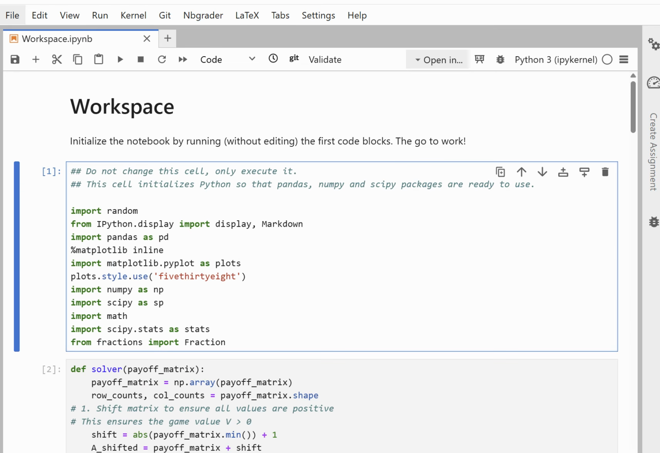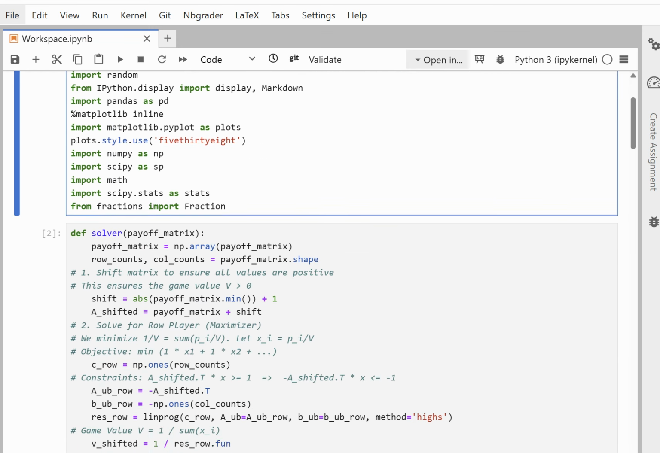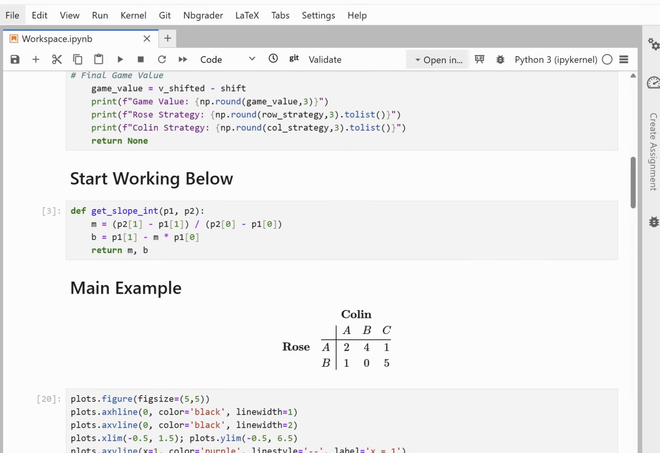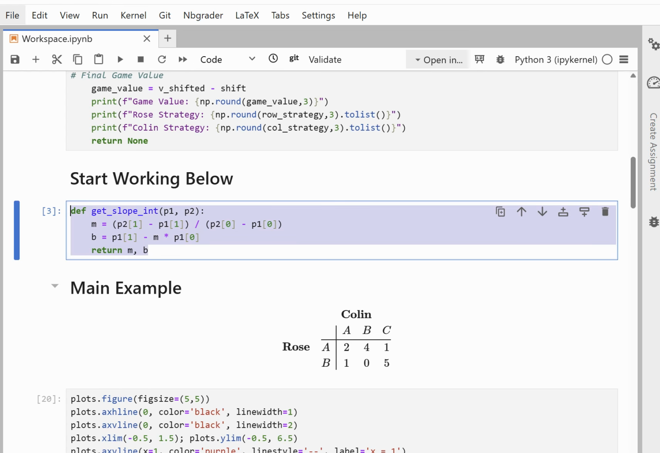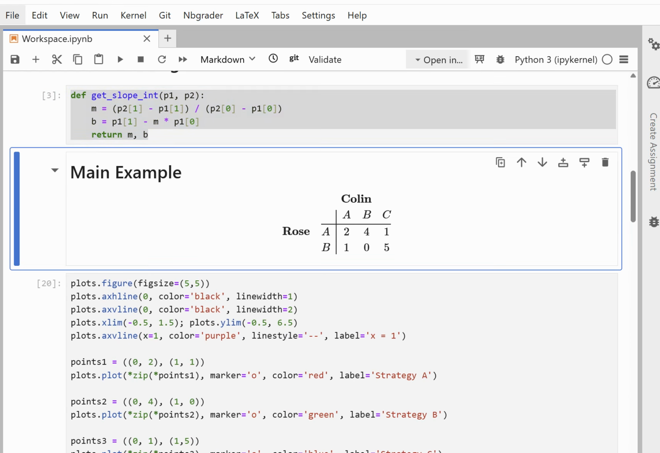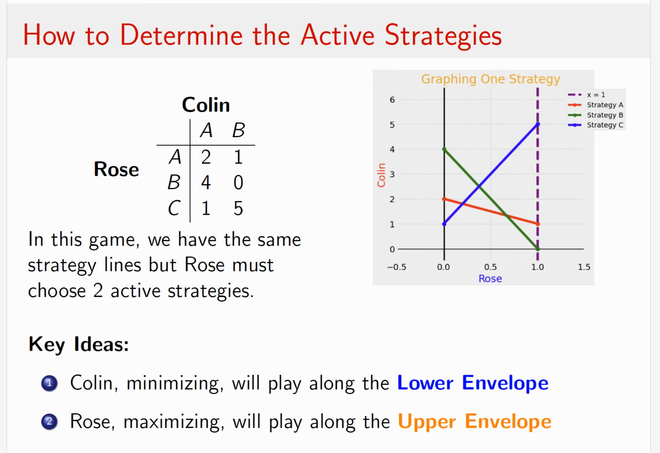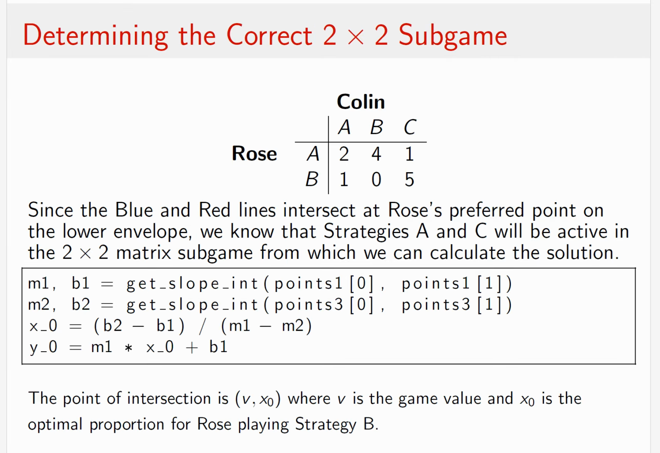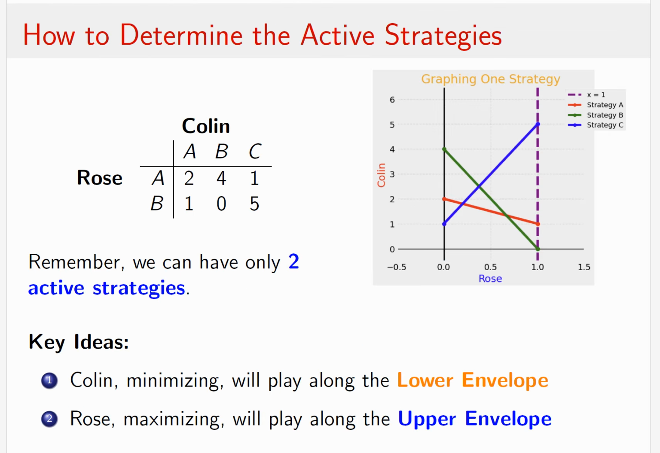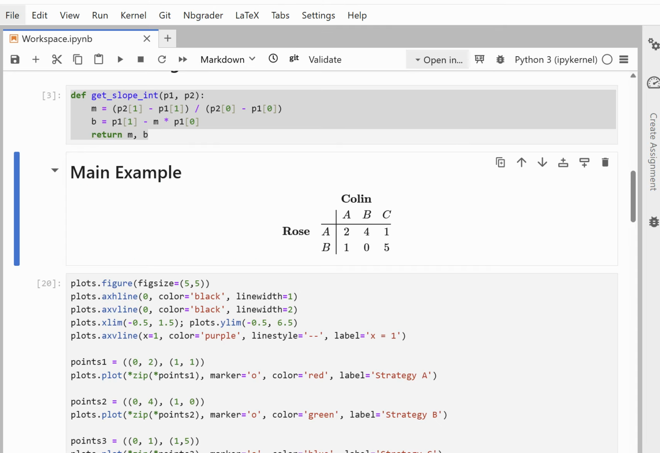Okay, so I'm in the workspace now, and the key thing is this function has to be defined. And I have our main example, the same thing that we were looking at over here. Sorry, do I have it? There it is. It's the right way. I'm sorry, this is the correct matrix that we're looking at. And let me jump over.